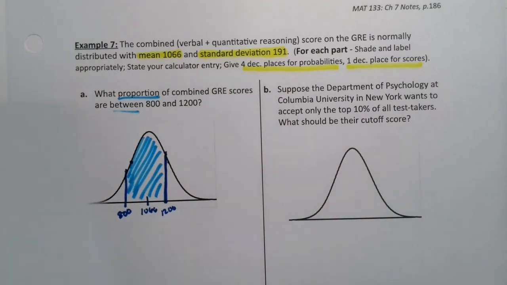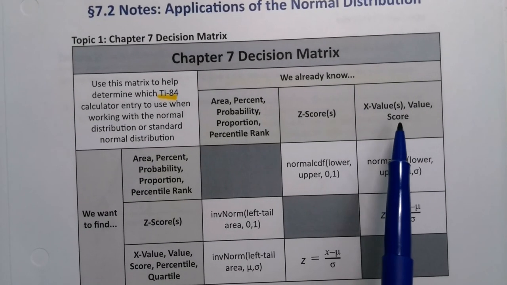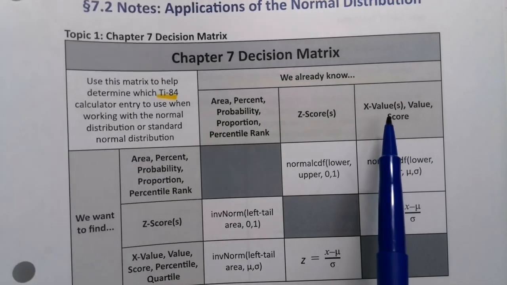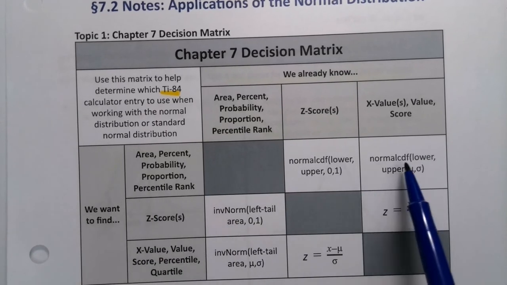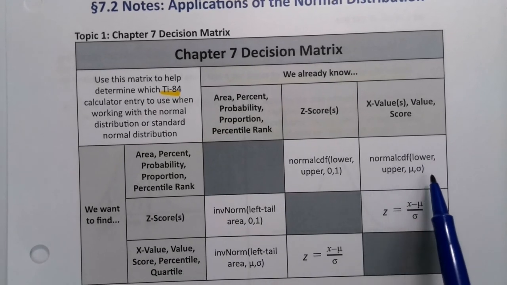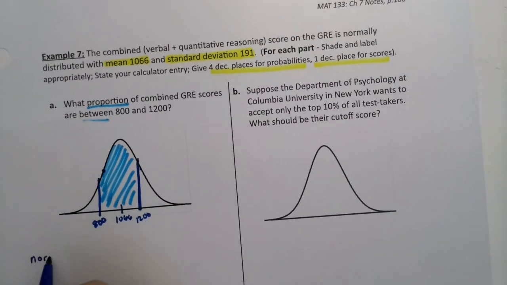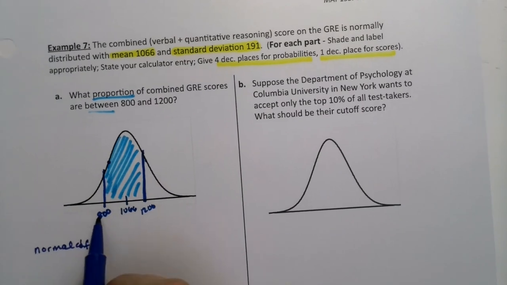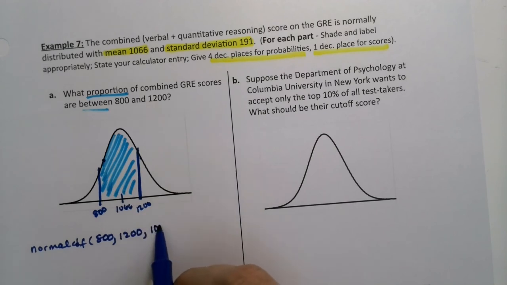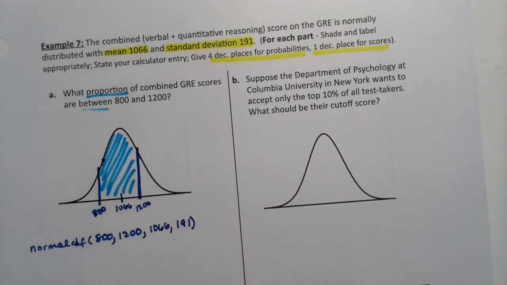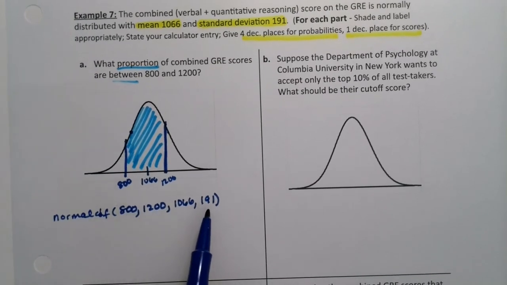All right, let's grab that decision matrix. We already know X values. We know scores on this exam. We know it's 800 and 1200. And we are looking for the proportion. So we're going to use normal CDF, lower upper mu sigma, right here. All right, so that proportion will be normal CDF. Lower is 800, upper is 1200. The mean was 1066 and the standard deviation was 191. All right, so 800, 1200, 1066, 191.